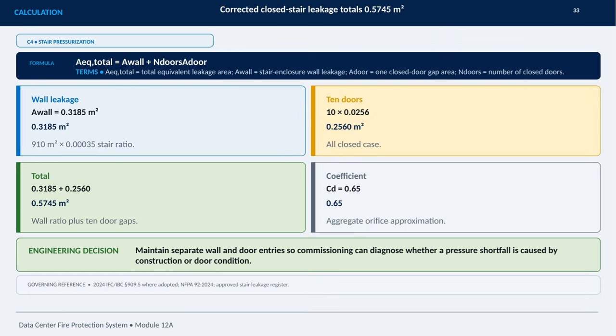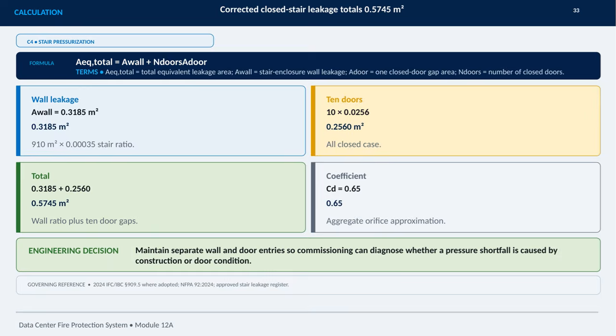The closed door case includes 10 doors, each with a gap area of 0.0256 square meters. Together, those doors contribute 0.2560 square meters. Adding the two components gives 0.5745 square meters, the corrected total leakage area. The discharge coefficient is set at 0.65, representing the aggregate orifice approximation used in the calculation.